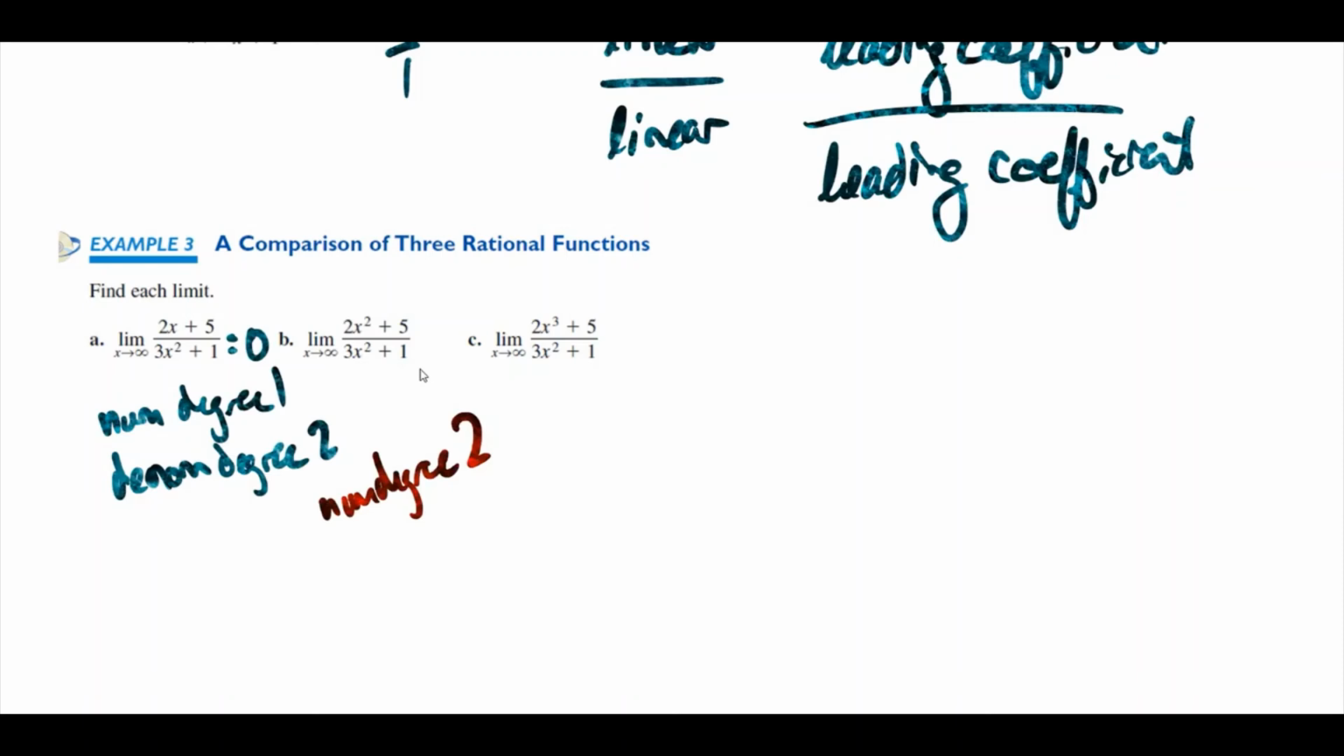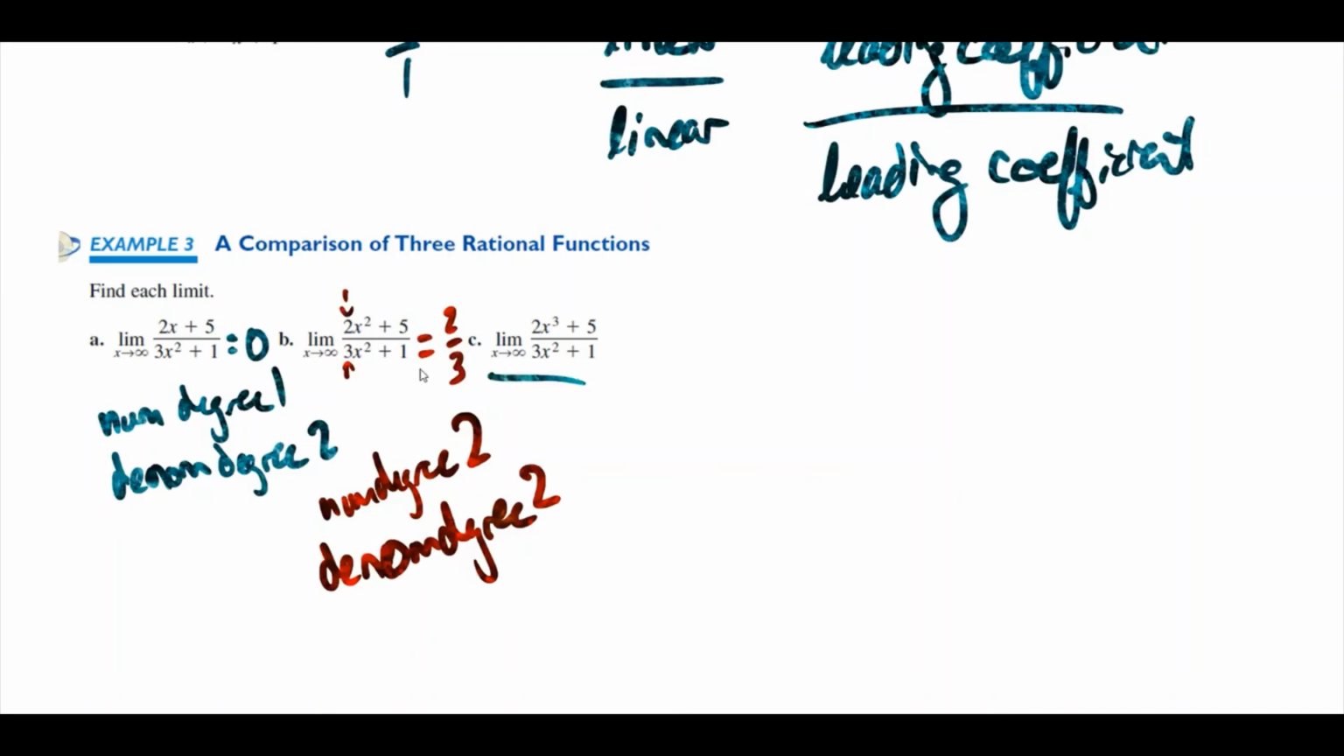And this is non-conventional notation, numerator degree and denominator degree of 2. So since those are the same, we can look at the ratio of our leading coefficients, which is just 2 over 3. 2/3. And finally, let's look at this.